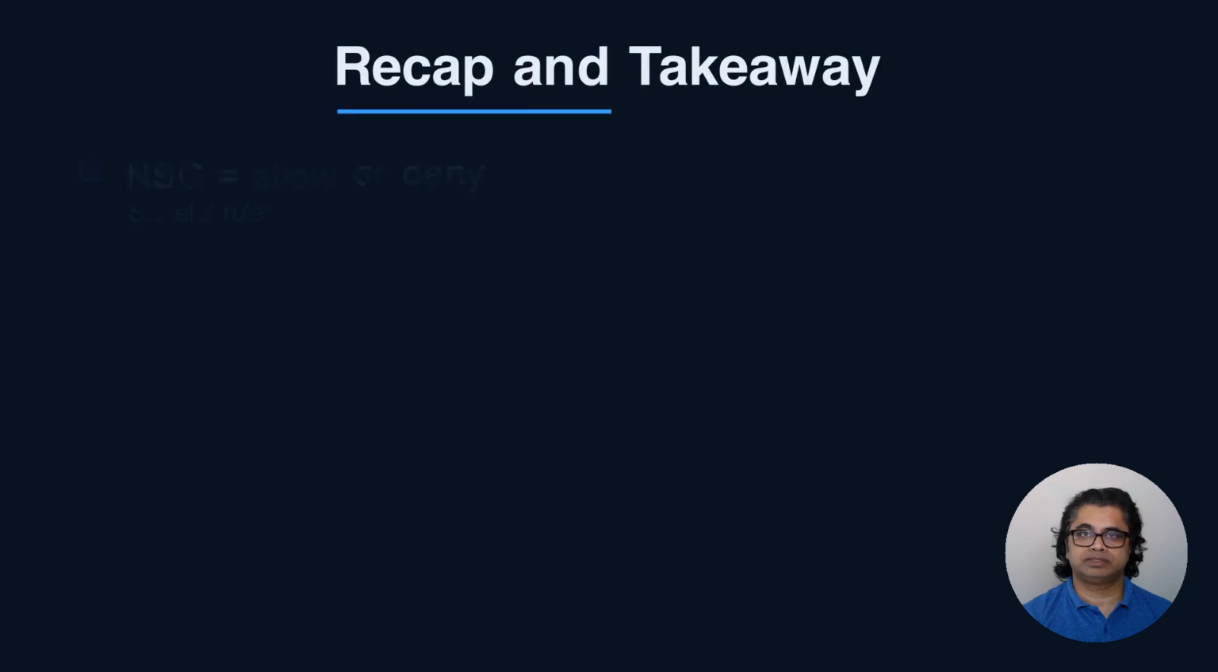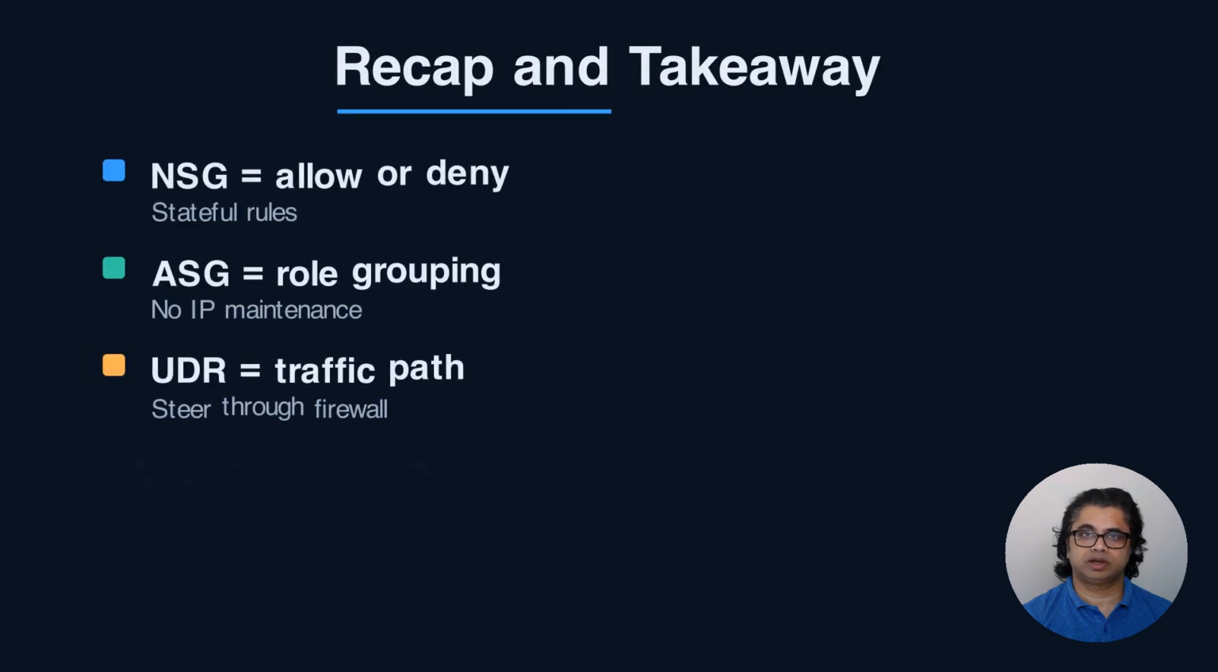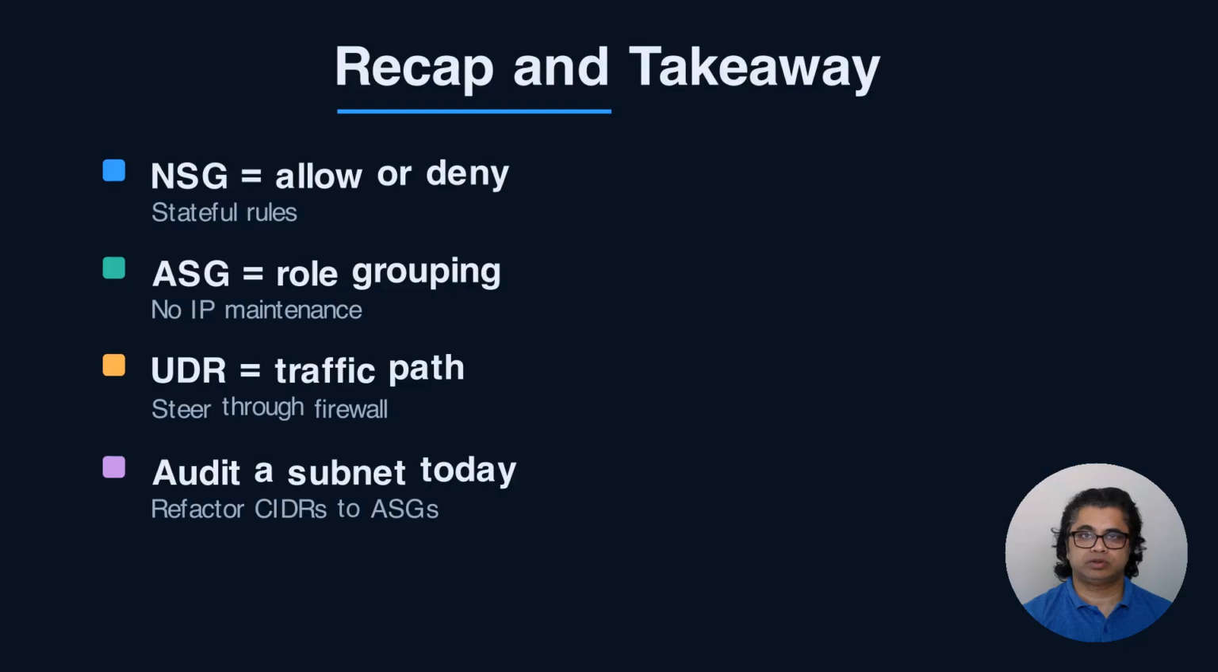To recap, network security groups filter traffic with stateful, priority-ordered allow and deny rules. Application security groups make those rules readable by targeting roles instead of IP addresses. Route tables with user-defined routes control the path, most often to force traffic through a firewall. They answer three different questions, and you'll usually layer all three.